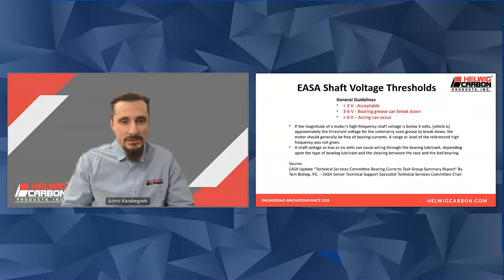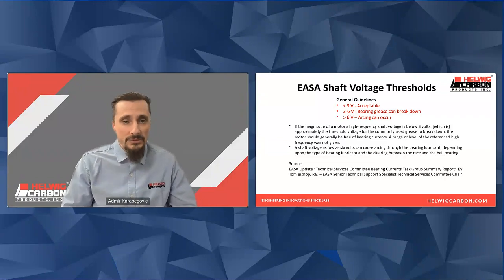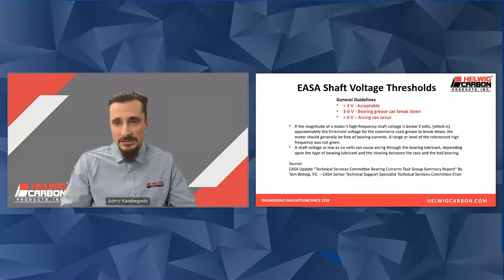So we're going to discuss the ESA shaft voltage thresholds. The general guidelines are anything under 3 volts is generally considered acceptable. We have done a tremendous amount of testing here at Hellwig, and we've seen on some motors, depending on the size, anything at 2 volts or over cause bearing damage. Going back to the ESA shaft voltage thresholds, at 3 to 6 volts, the bearing grease is starting to break down. As that bearing grease breaks down, it carbonizes, becomes higher in friction as well as resistance. And anything over 6 volts, arcing can certainly occur.